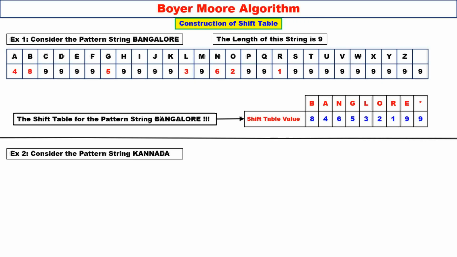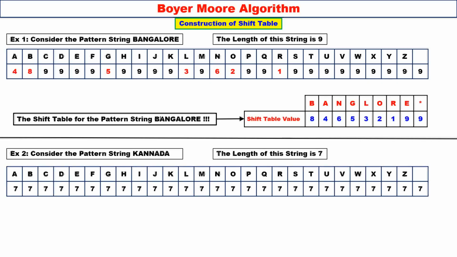Let us consider one more example. Let us take the pattern string as Kannada. The length of the string is 7 and we consider these 27 characters, meaning capital A to capital Z plus one blank character. So all of them are initially initialized to 7. Now, the first character is K. Count how many characters are there in front of K. 1, 2, 3, 4, 5, 6. Therefore, K will become 6.